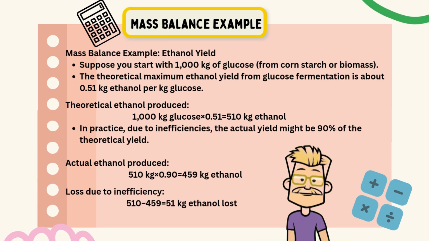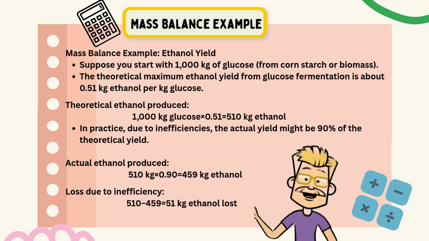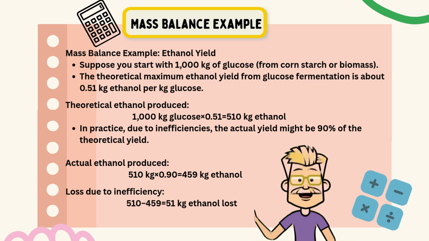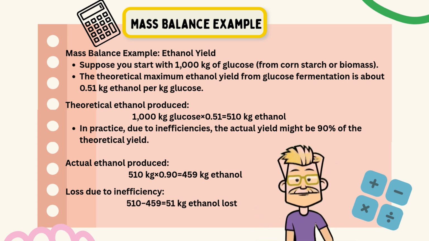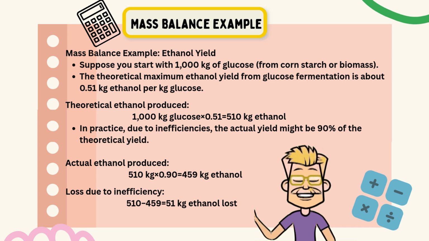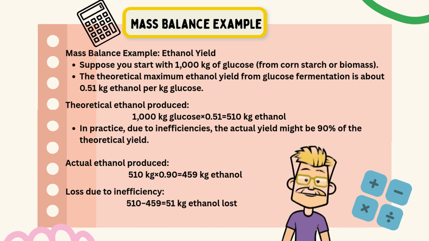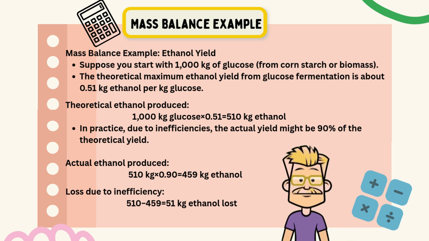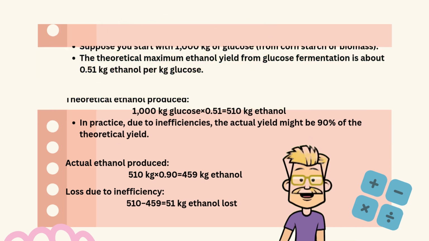Let's look at an easy example. Imagine we start with 1000 kg of glucose. The most ethanol we can get from 1 kg of glucose is about half a kilogram. So 1000 kg of glucose can give us about 510 kg of ethanol. It is the best possible amount. But in real life, we don't get all of it because of some loss. If we can get 90% of the best amount, then we actually produce 459 kg of ethanol. That means we lose about 51 kg of ethanol during the process.